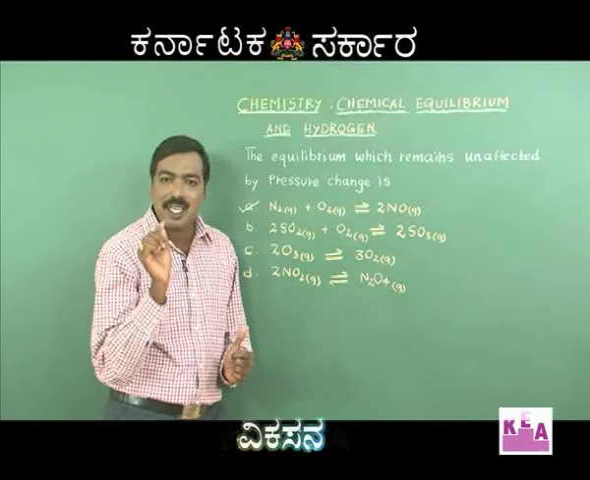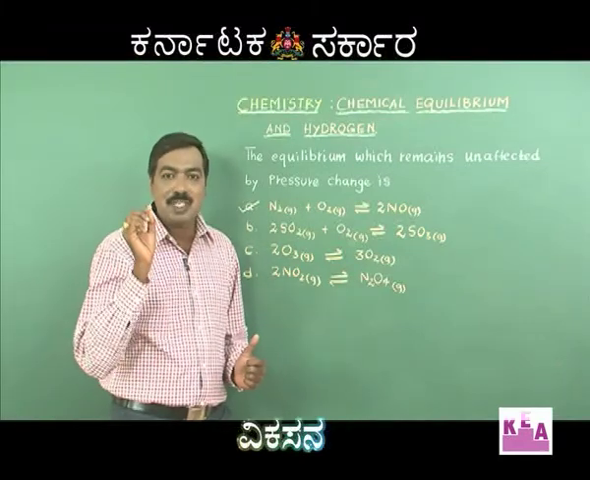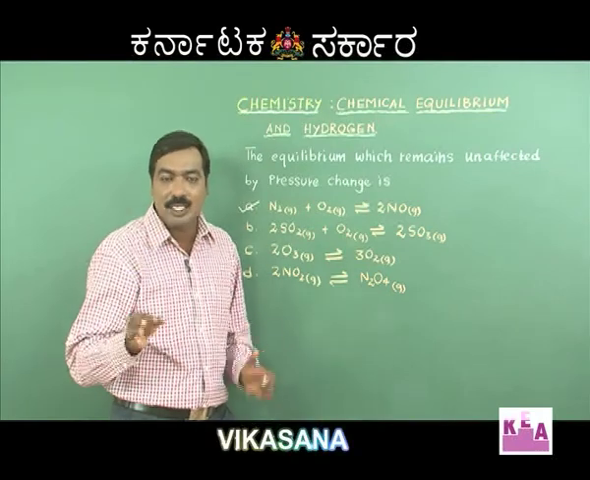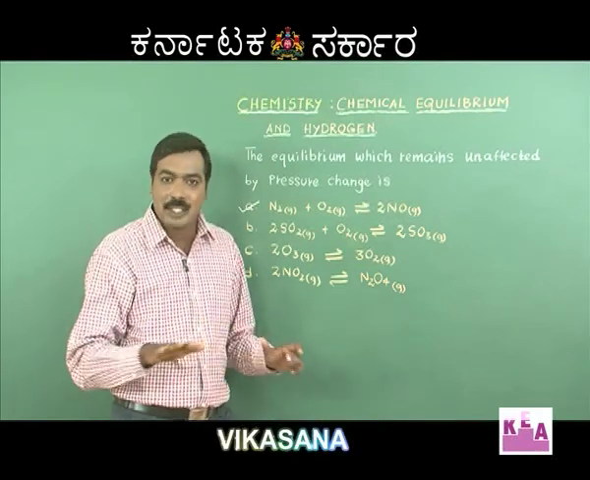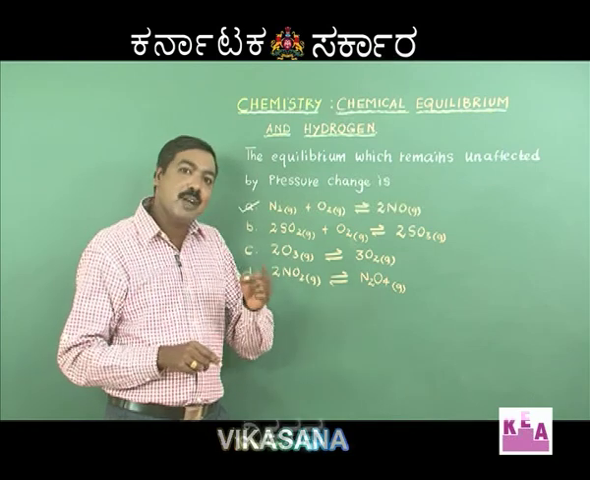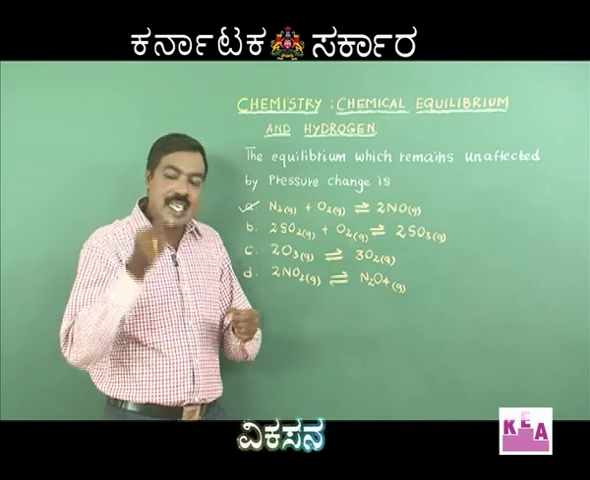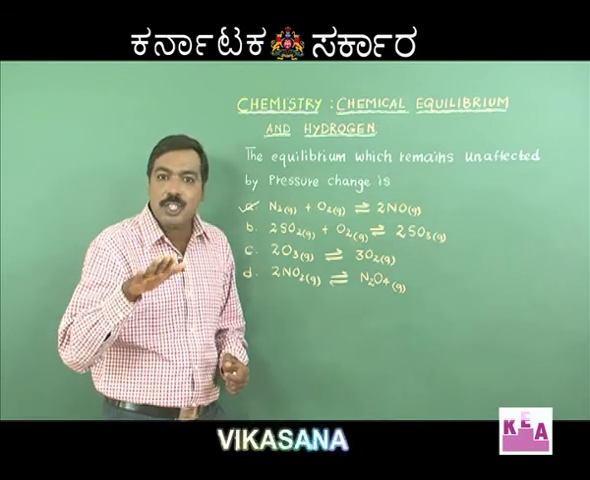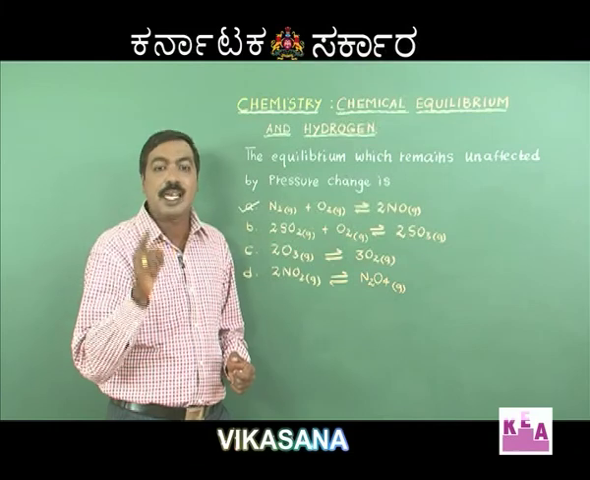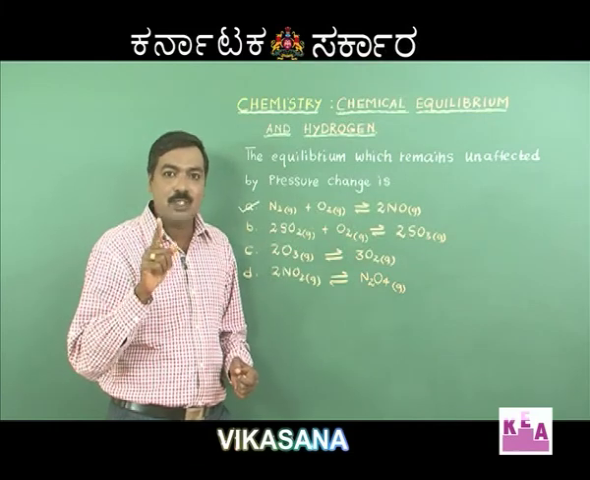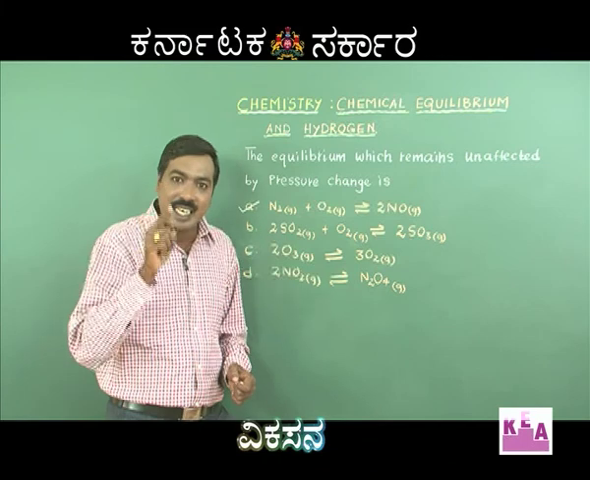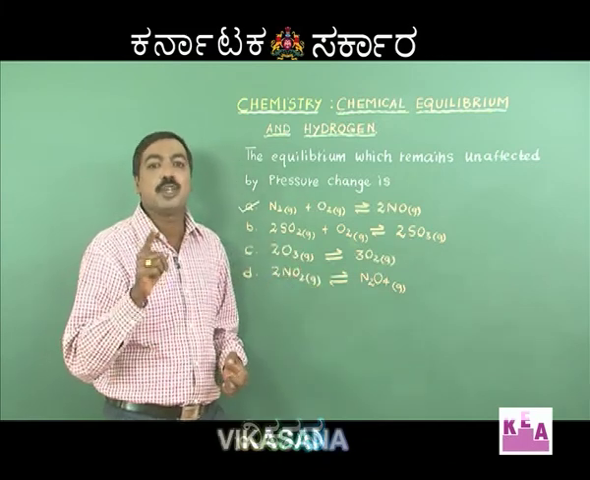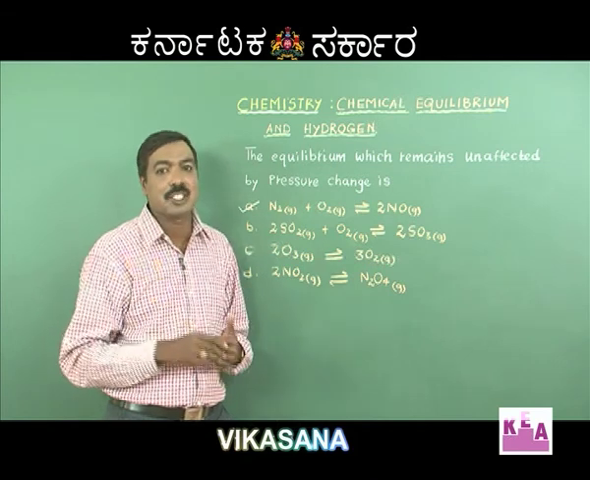Therefore, once again, a quick recap. If the number of moles of the gaseous reactants is equal to the number of moles of the gaseous products, pressure will have no impact at all. If the number of moles of the gaseous reactants is less than the number of moles of the gaseous products, low pressure would favor the forward reaction. And finally, if the number of moles of the gaseous reactants is greater than the number of moles of the gaseous products, then high pressure would favor the forward reaction.